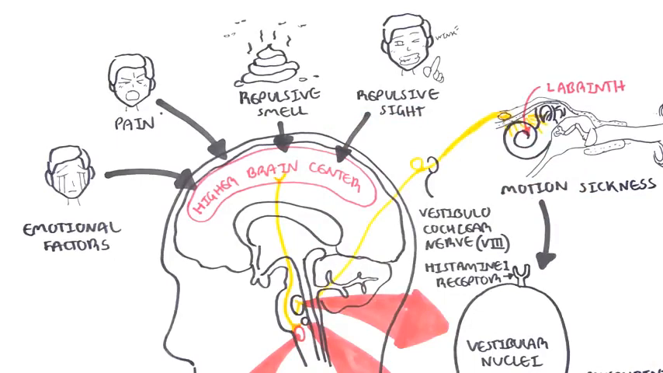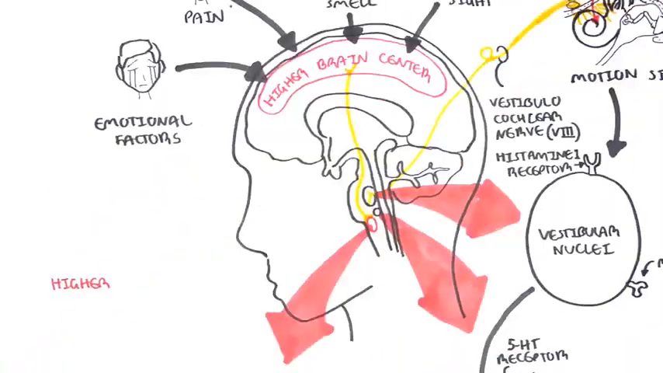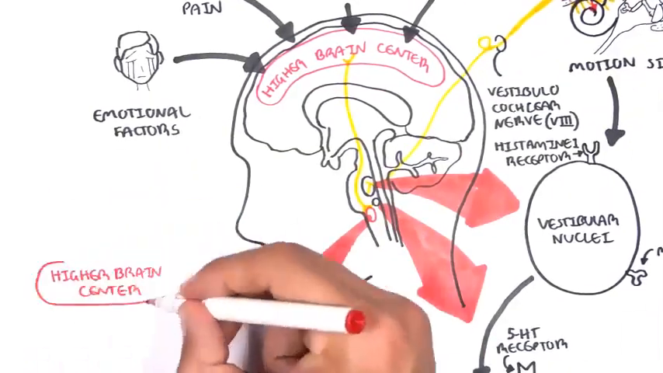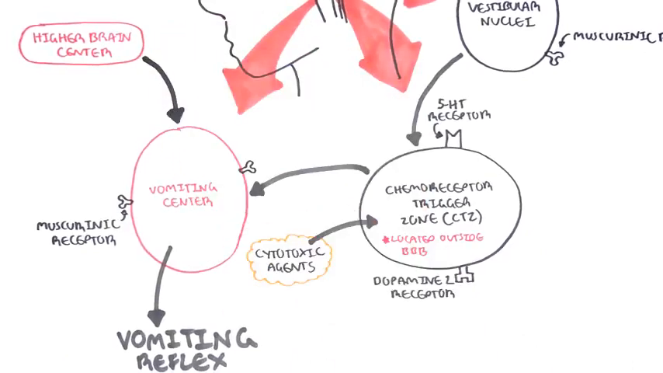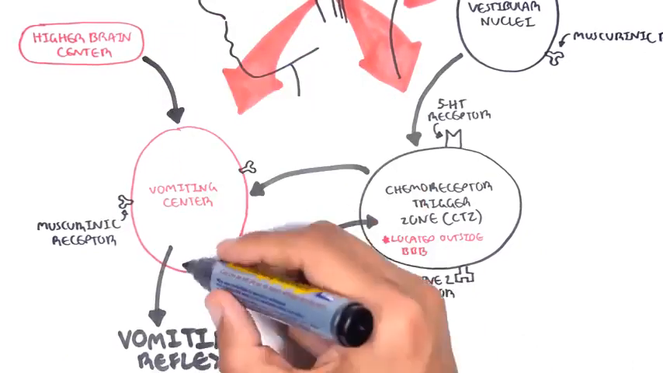This makes sense because some people get really nauseous when they see blood or guts, or they smell something like a type of food that just smells horrible. Again, the higher brain centers stimulate the vomiting center through muscarinic receptors.